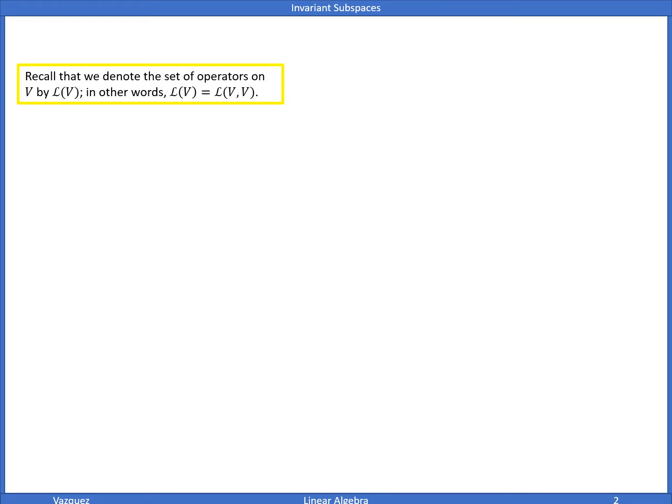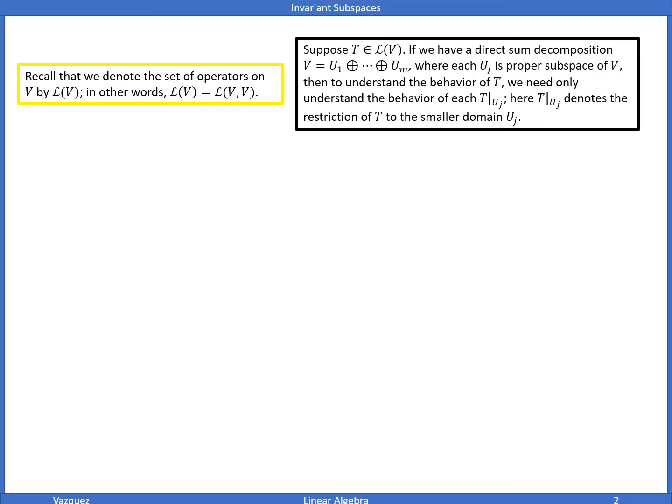We're going to start with developing some tools or structures to understand operators. And if you remember, an operator was a linear map that maps to itself, so a linear map that goes from V to V. Well, suppose T is an operator.